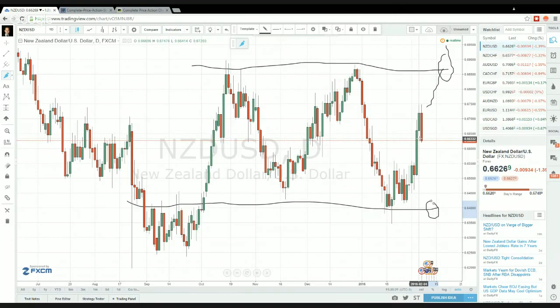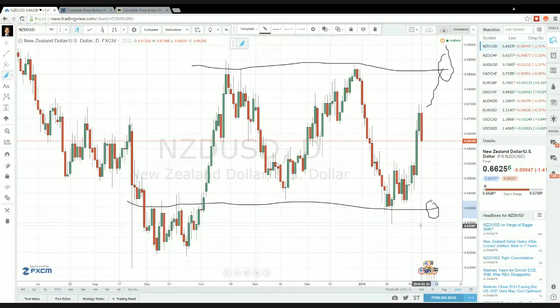So the answer to the question is pretty obvious. We're not looking to sell because we're between two zones. We want to be looking for good trades and high probability trades, and those trades only happen at the zones. And there's no zone at that point, so we don't want to be looking.